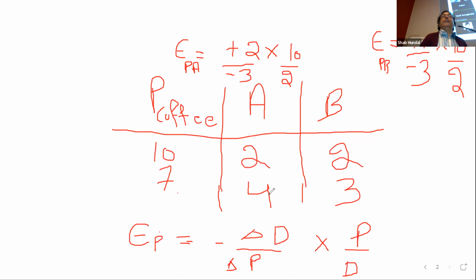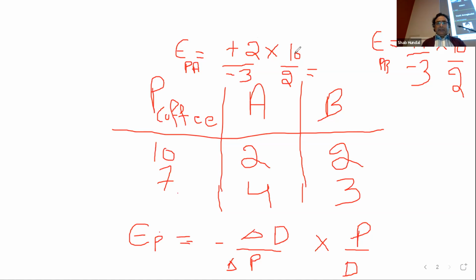So we know in the heart of our hearts that the price elasticity of A should be more than the price elasticity of B. But see what happens when we consider negative signs. So what happens here? This is 20, this is 6. So 20 divided by 6 is... it's 20, right? Or did I write it the opposite?